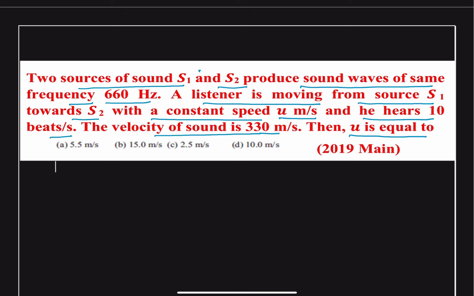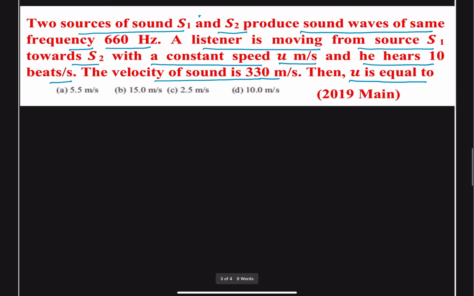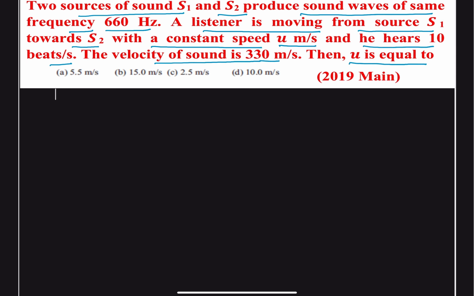So in this case, we can draw an approximate diagram. Let us suppose this is our source S1 and this is source S2, and we have a listener which is moving from source S1 towards S2. It means the listener is moving in this direction and the speed of the listener is given as u. So in this case, it is going away from S1 and moving towards S2.